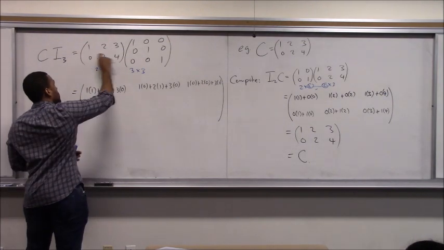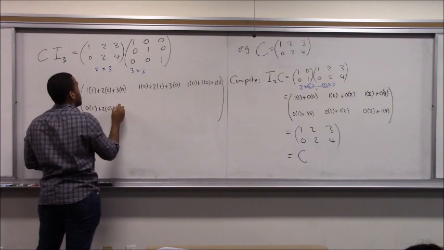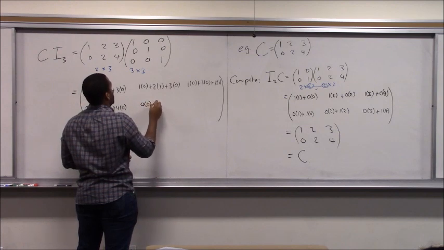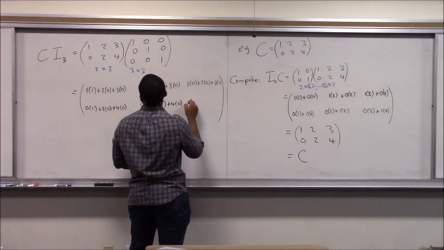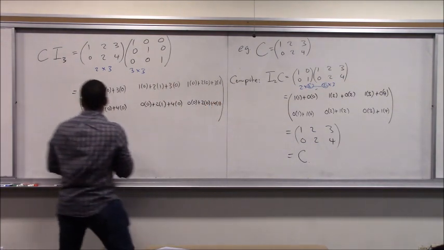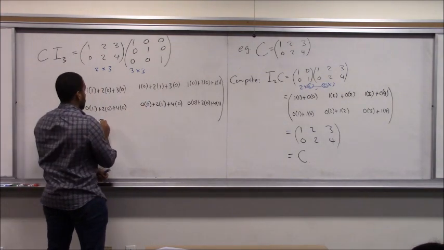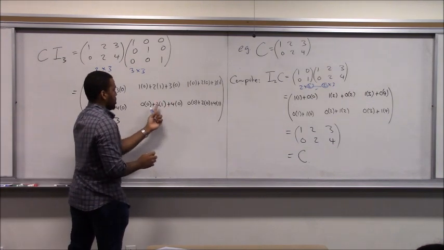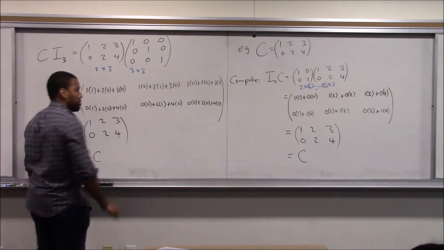Now you do the second row. Second row times first column: 0 times 1 plus 2 times 0 plus 4 times 0. Second row times second column: 0 times 0 plus 2 times 1 plus 4 times 0. And the second row times the third column: 0 times 0 plus 2 times 0 plus 4 times 1. And then I can simplify that. 1 plus 0, 2 plus 0, 3 plus 0, all zeros. This is 2 plus 0, and that is 4 plus 0. And again, I get C.